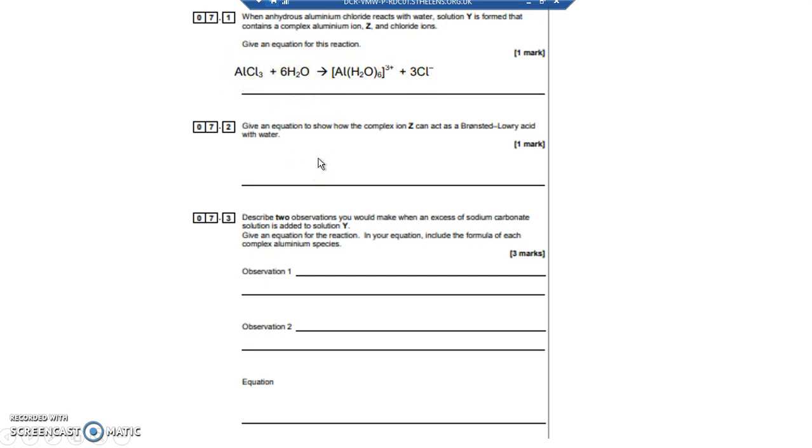Give an equation to show how the complex ion Z can act as a Bronsted-Lowry acid with water. So you've got the complex ion, the hexa-aqua aluminium 3+ ion, plus water, and a Bronsted-Lowry acid means it donates H+. So the water is going to become H3O+, and the aluminium loses one of the waters. So I get 5 waters now, and one of the waters loses an H, so instead of H2O it's just OH. And that becomes 2+. The water has gained the H+ and become H3O+, and this is 2+. 2+ and 1+ make 3+ to balance up with the 3+.